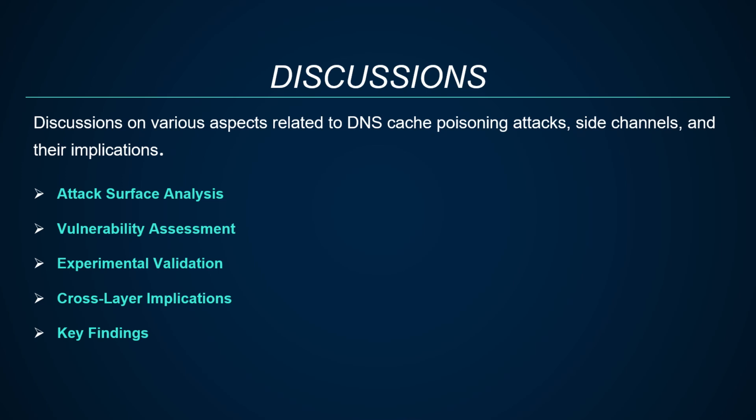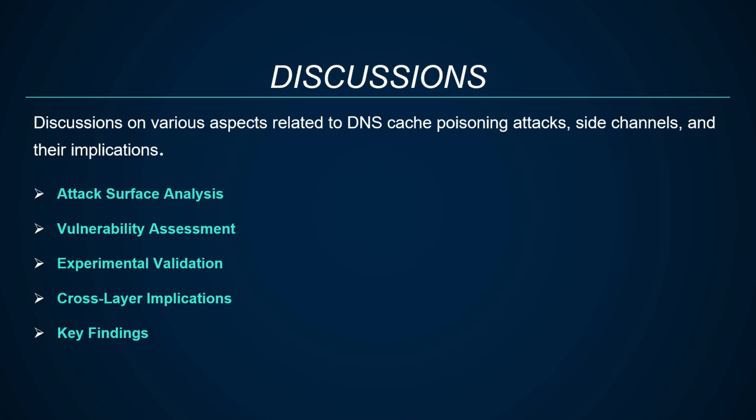The experiment confirmed the effectiveness of the side channel based cache poisoning attacks against DNS servers in the hierarchy. Cross layer implications. The discussions touch upon the cross layer implications of DNS cache poisoning attacks, emphasizing the intersection of network security, operating system security, and cross layered protocols. By exploiting side channels, attackers can target vulnerabilities across different layers of the DNS infrastructure.